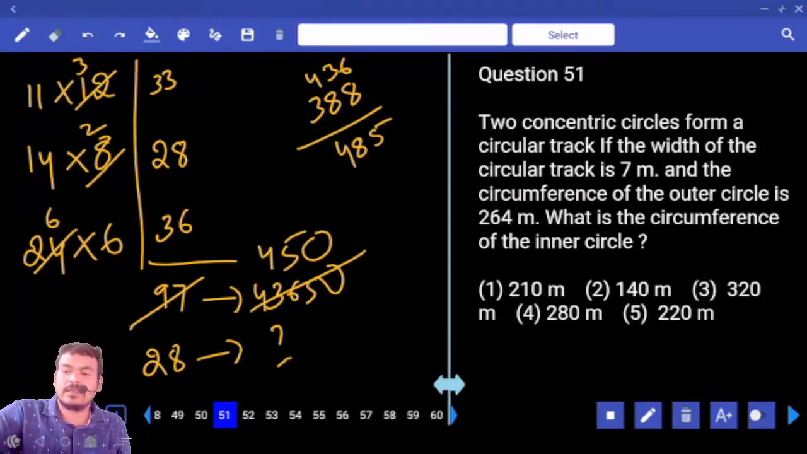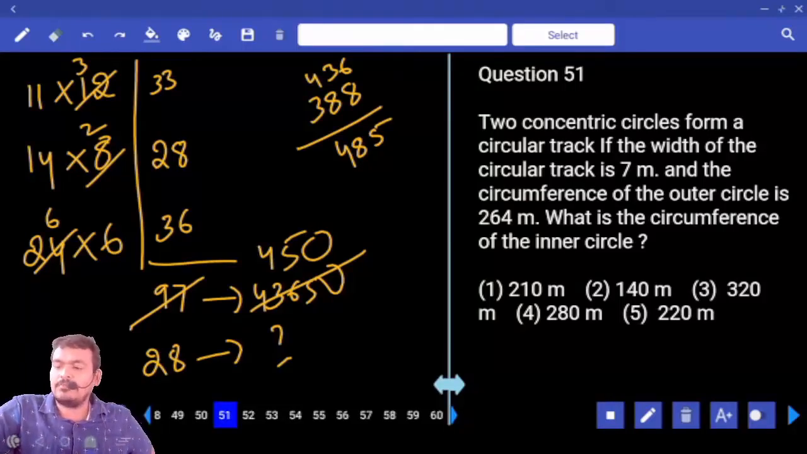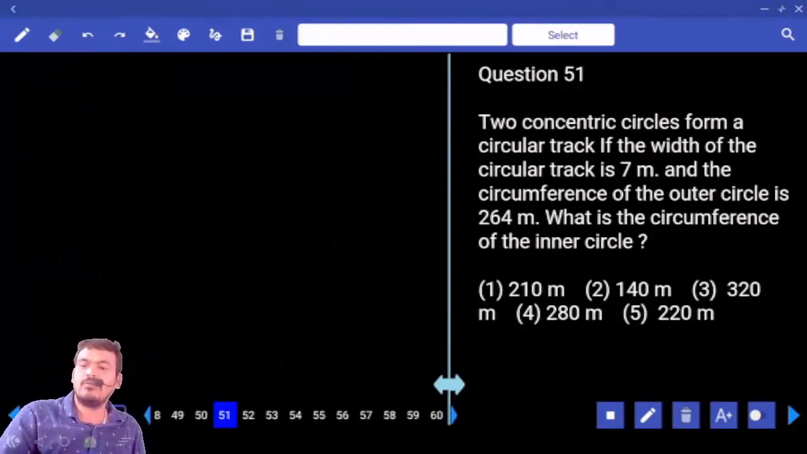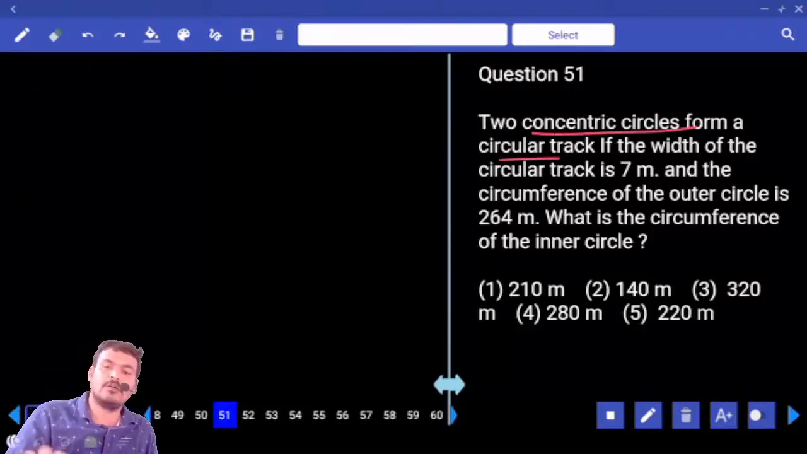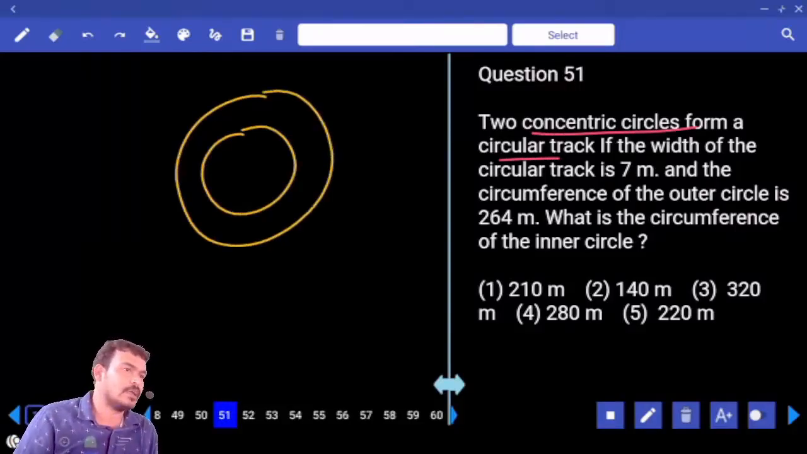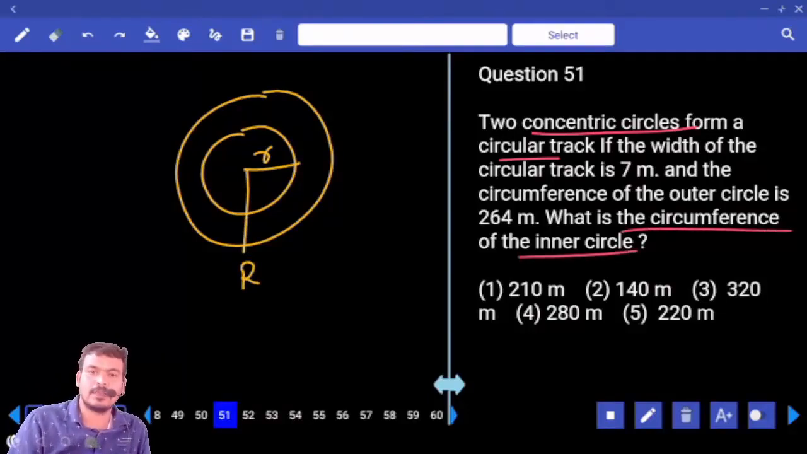Two concentric circles form a circular track. If the width of the circular track is given as 7 meters and the circumference of the outer circular track is 264 meters, what is the circumference of the inner circle? Two concentric circles, nothing but one is the inside circle, another one is the outside circle. What is the radius of the inner circle? Small r. Radius of the outer circle? Capital R. Okay. What is the question here? What is the circumference of the inner circle?